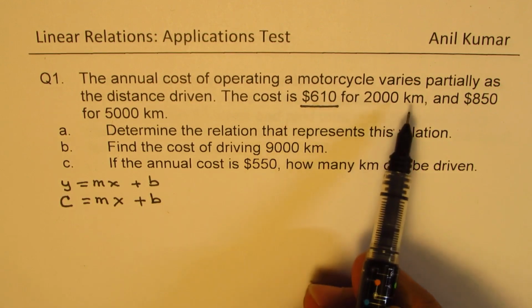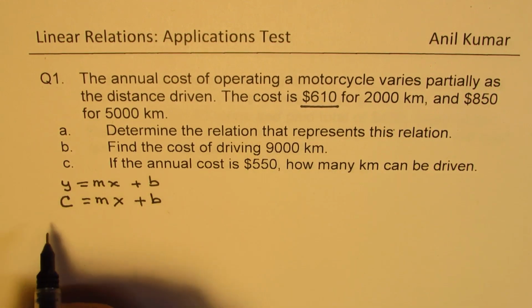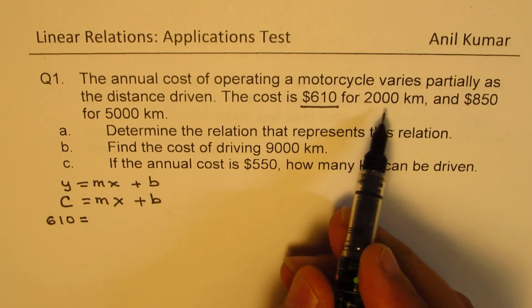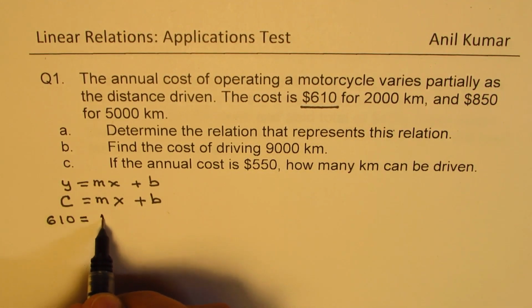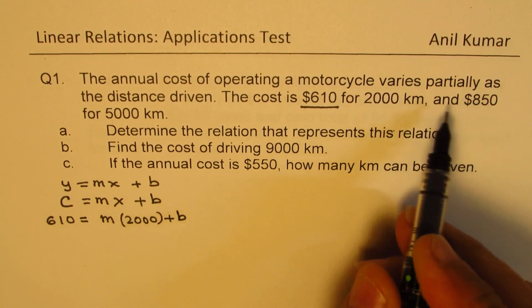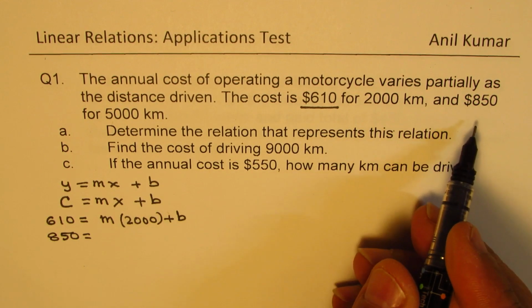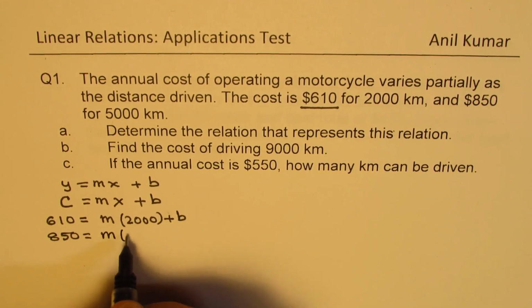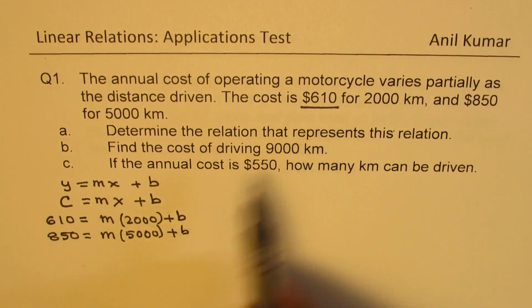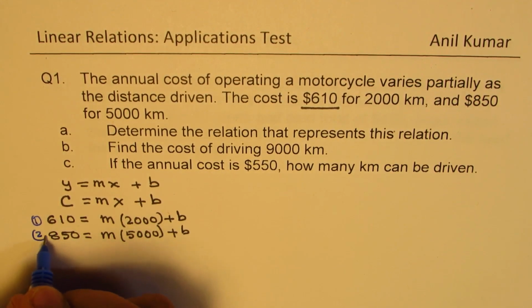So we have 2 points basically. Cost of 610 for 2,000 kilometers. That means one equation will be 610 when the car goes 2,000 kilometers, which is m times 2,000 plus b. The other one will become 850, the cost for 5,000 kilometers, m times 5,000 plus b, right? So we can substitute these values in our equation, getting 2 different equations. Let's call them equation 1 and 2.